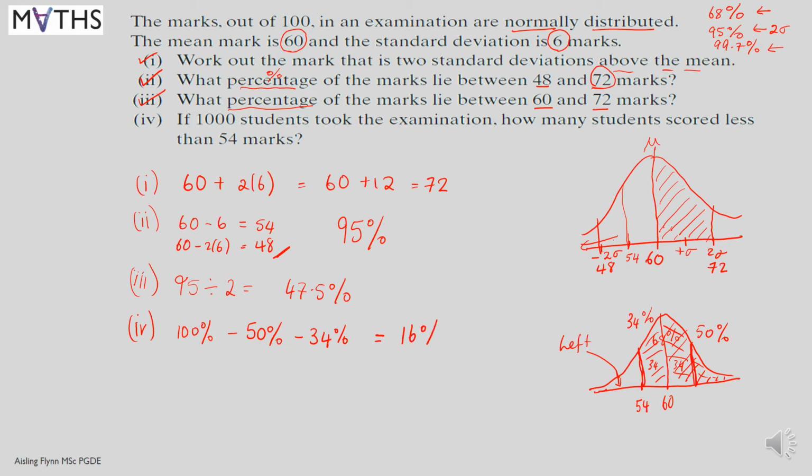So 16% of students score below 54, and we have to find 16% of 1,000 students. However you do your percentages, you're going to get 160 students. Okay, so pause the video there, go back through the diagrams. Mine are all scribbles. You should take a page and draw your own. Figure out where I got the 50% from, where I got the 34% from, and what's left over. And that's number 4 done.